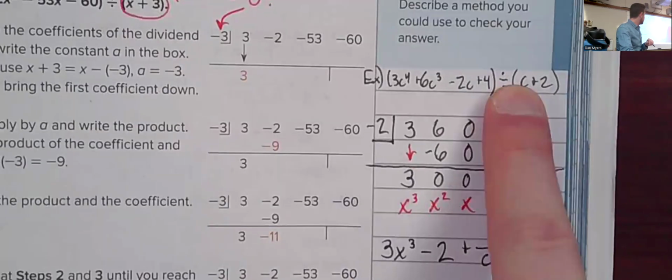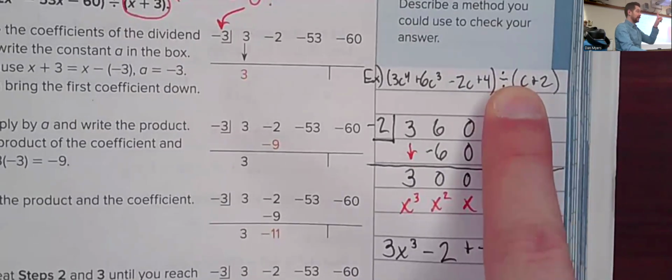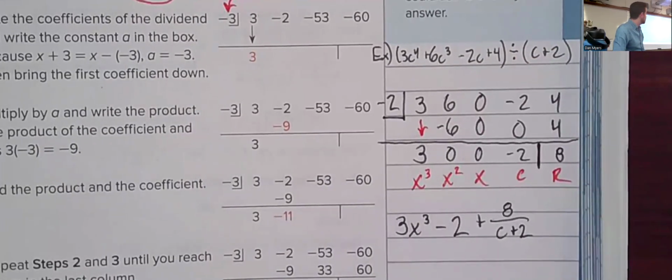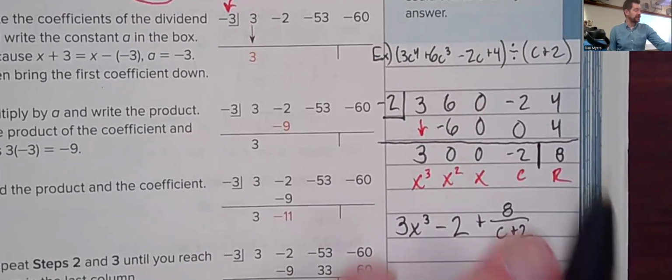And the variable has to have a degree of 1. If it's anything other than 1, this process here of synthetic division won't work. All right, let's try a couple more on the next page and then we'll be done with these notes.